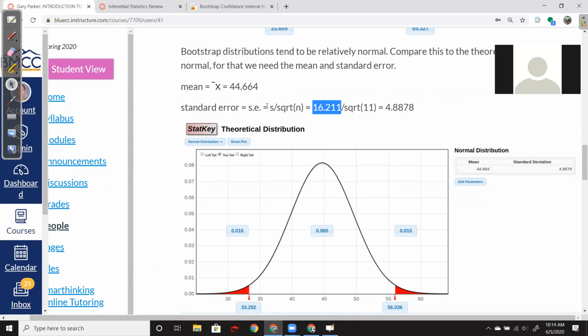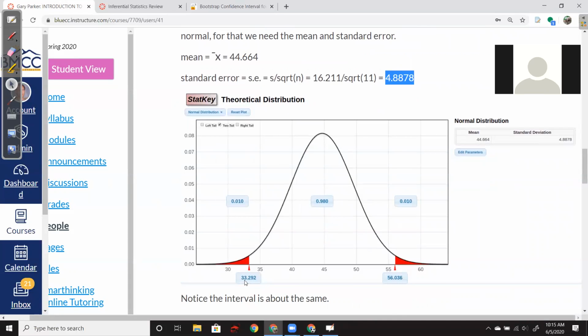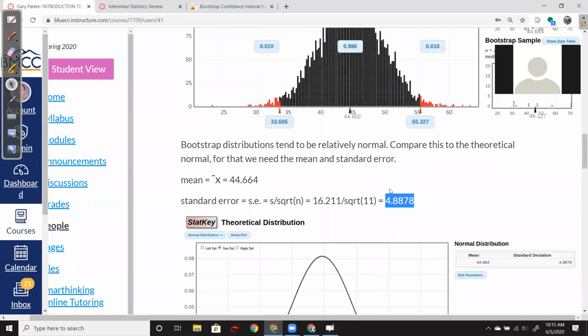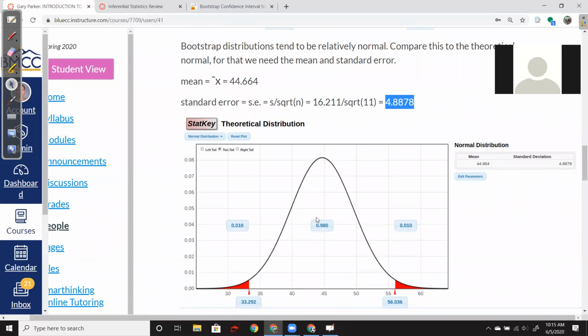And then I have to apply the central limit theorem, which says you got to modify the standard deviation by dividing by the square root of n. So I take the sample standard deviation, which can be calculated in StatKey or in a spreadsheet, divide by the square root of 11. So I get 0.48878. Now here I use the theoretical normal, so I'm still doing the problem wrong. Notice it's about 33 to 56 this time, which is close to what the bootstrap one was. But I'm still approaching it incorrectly because I'm using a normal instead of a t.